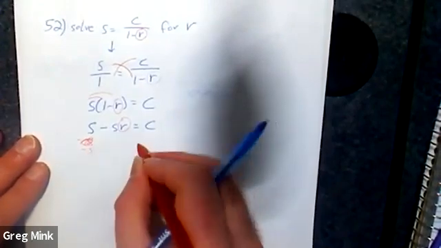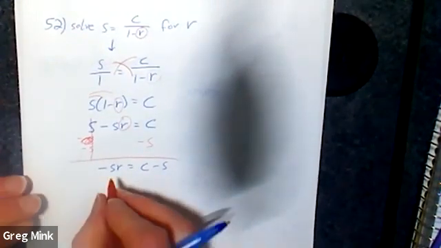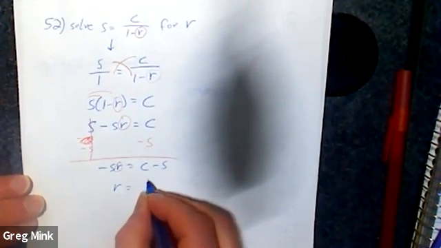Keep in mind we're solving for r. From here, there's a few different ways. You could distribute, or you could divide both sides by s and then get r by itself. I think it might be easier to distribute. So you get s minus sr is equal to c. I'm still looking for r, so I'll subtract s from both sides. I see I got negative sr equals c minus s. And finally, I want to divide both sides by negative s since I'm looking for r. If I divide both sides by negative s, I get this.